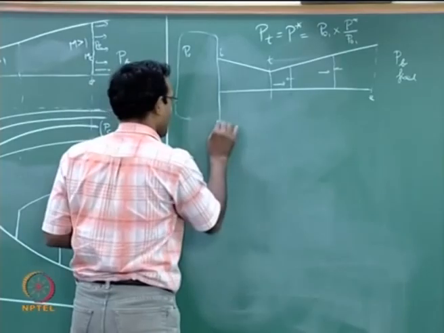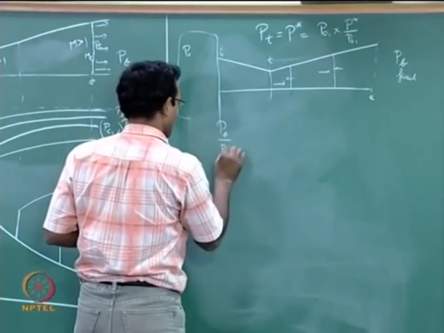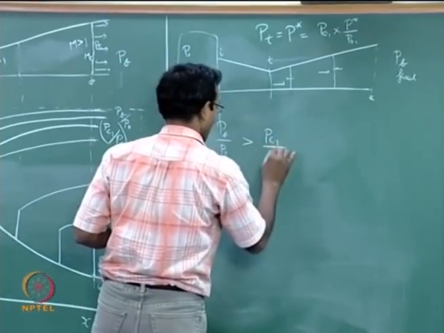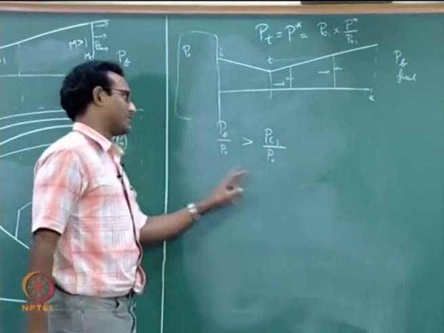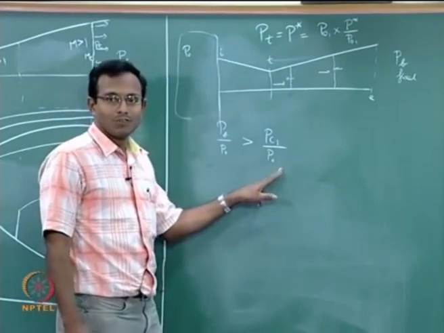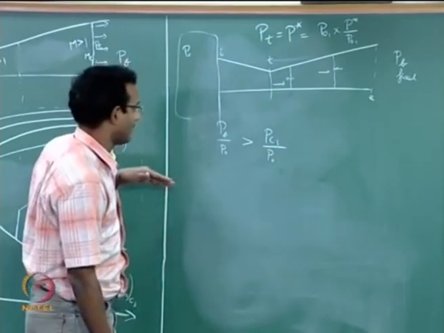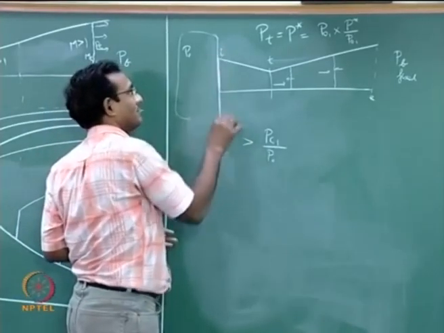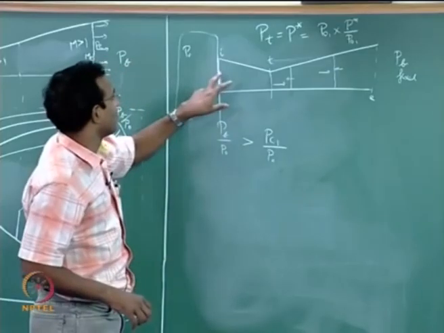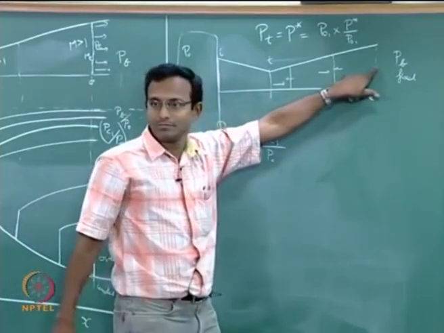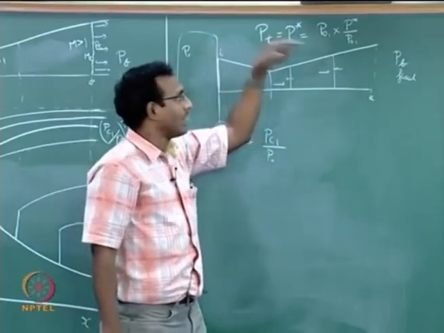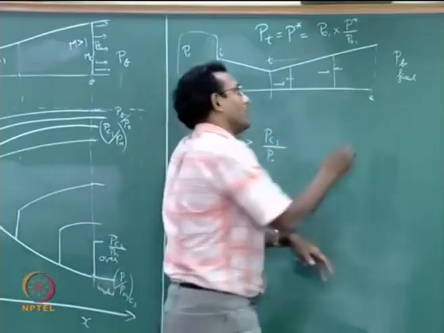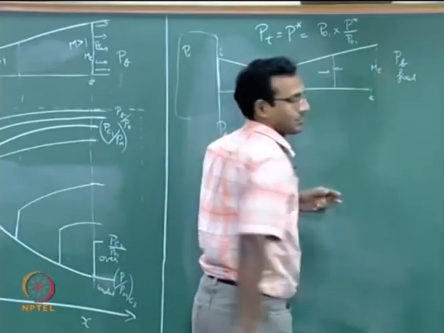Pb by P0 greater than P critical 2 by P0. This is a very simple case. We know for this particular condition the flow is always subsonic. Flow is fully subsonic, easy to calculate. I know my area here, and I know it has to reach this pressure finally. I know my P0, I will find Pb by P0 here, it will match the pressure. So it is going to give me my M at exit.